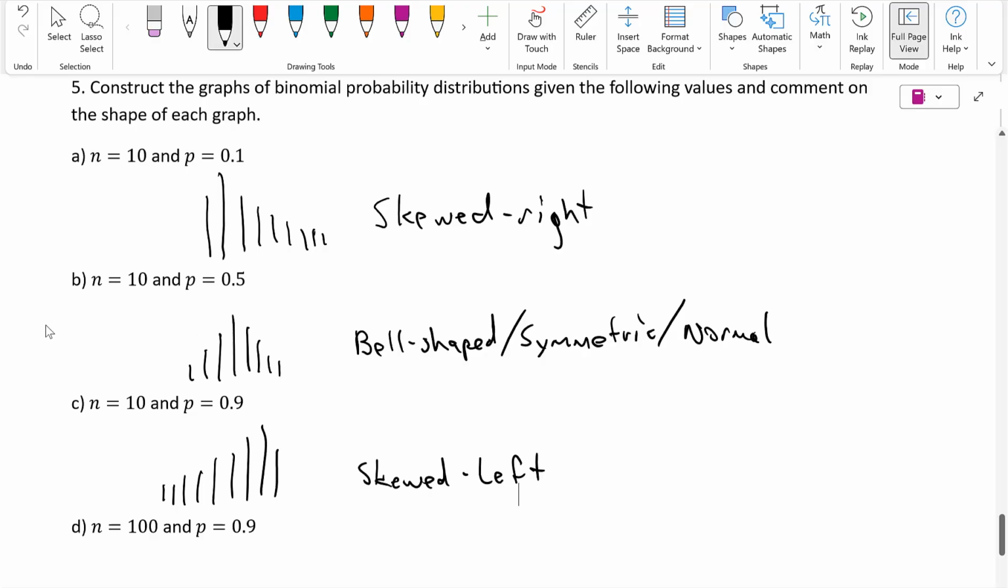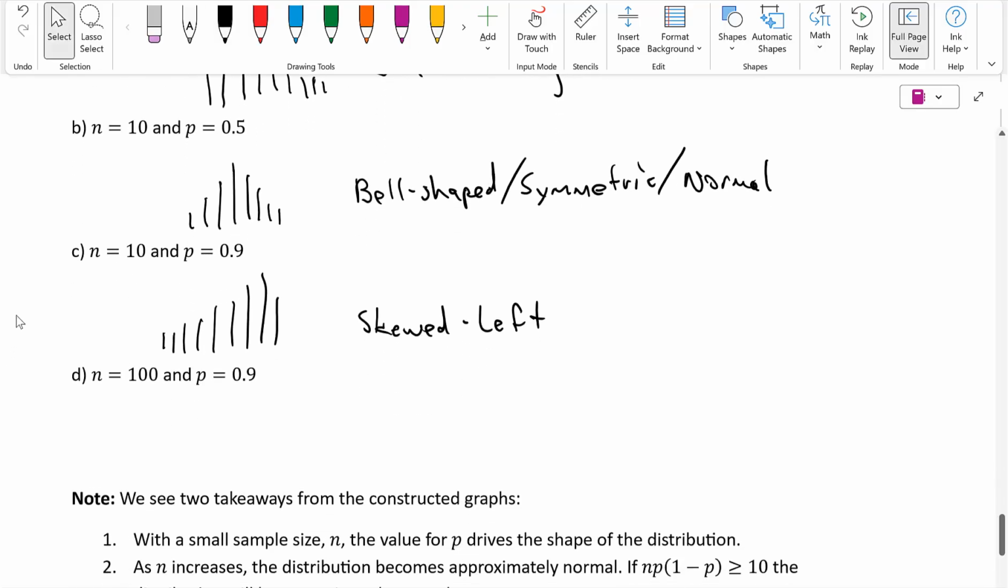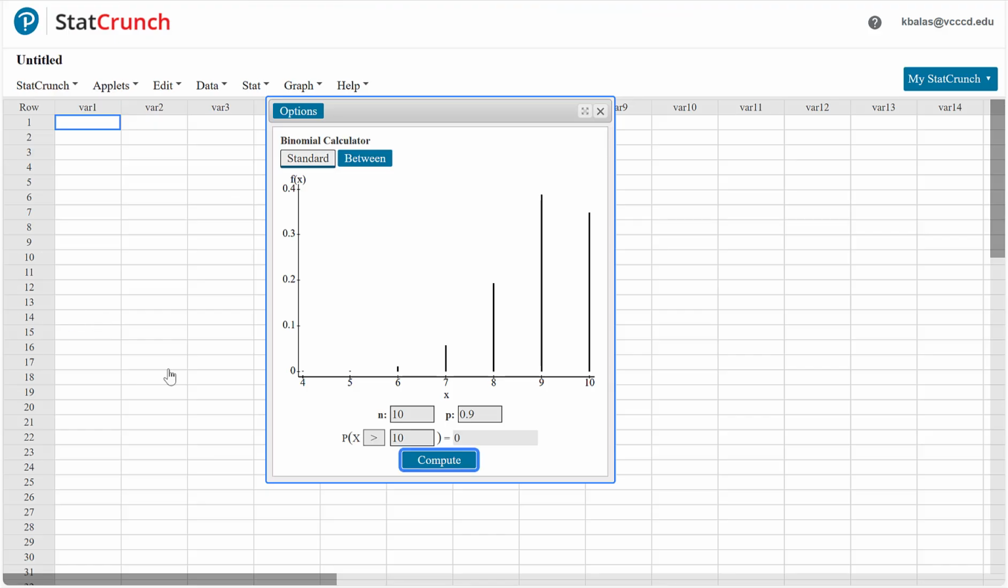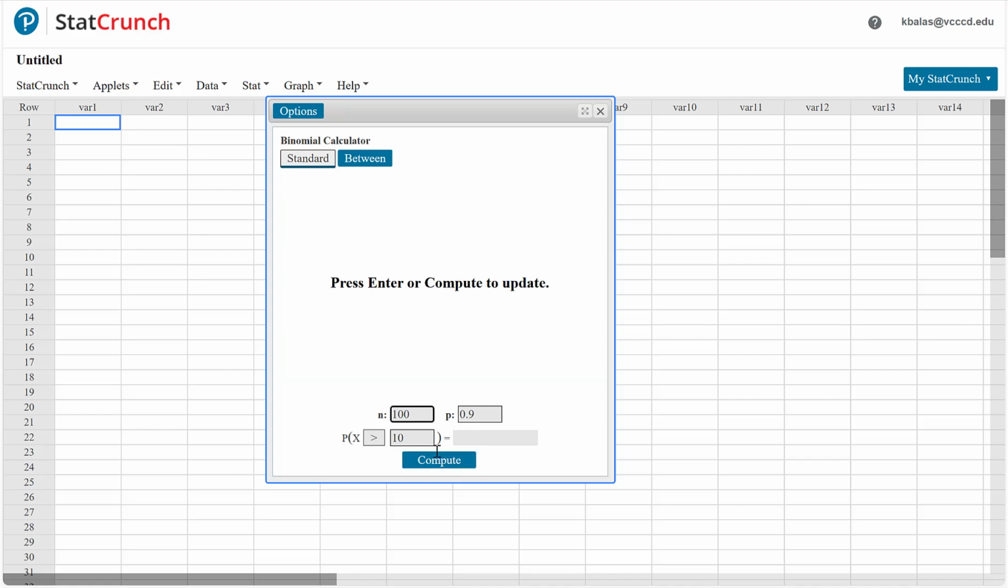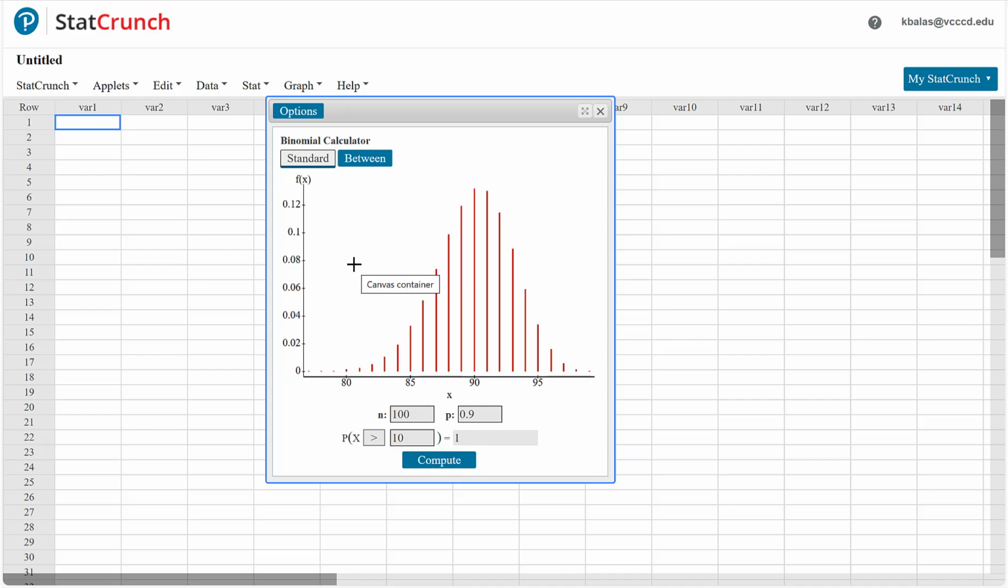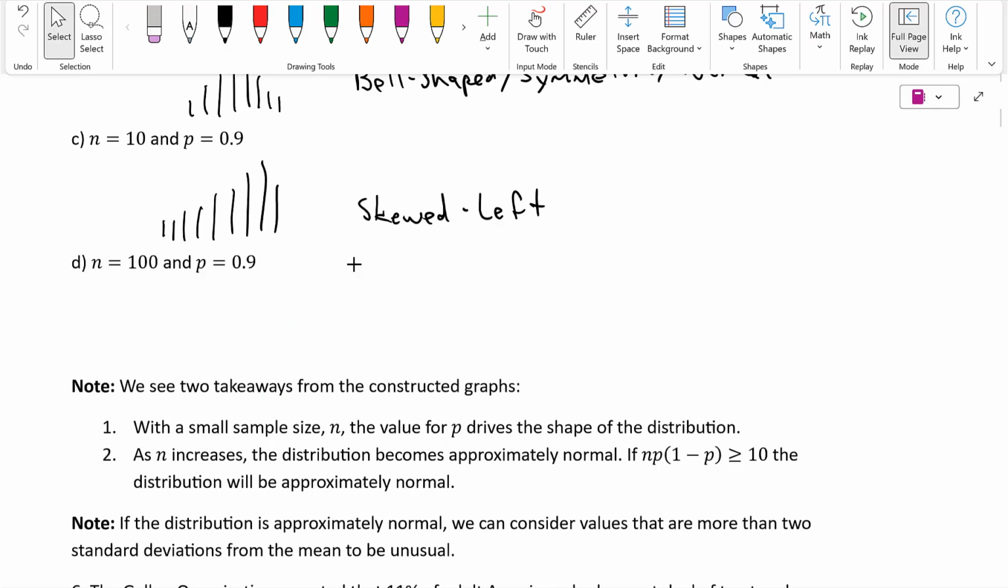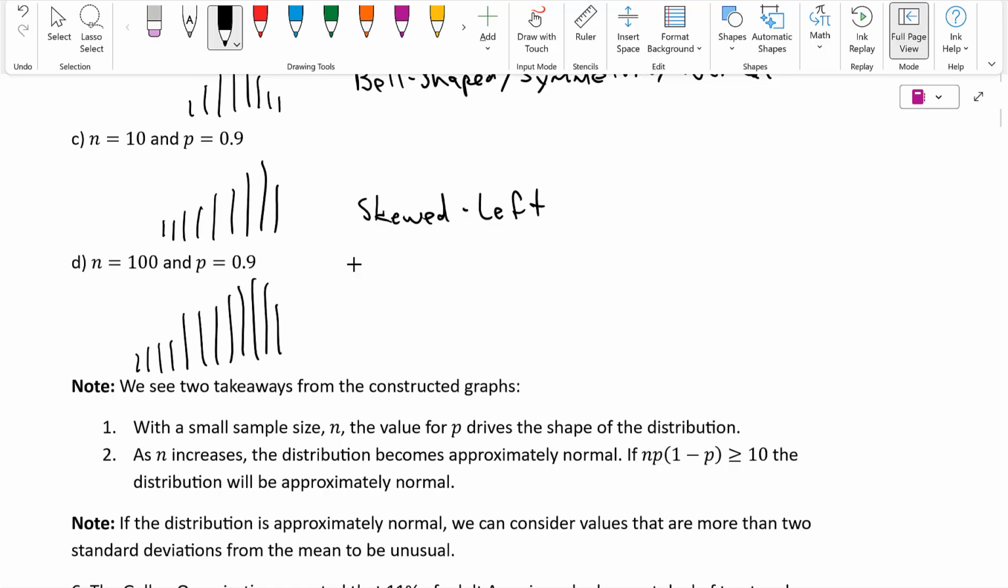And then we want to do n equals 100 with that 0.9 for p. So we can change our n here to 100 and recompute. We can see that table almost normal, right? So there's a lot more values on there. I wouldn't want to draw out 100 of these, but we can see we're really, really close to a normal distribution. So we can call it approximately normal. That'll lead into our note there.